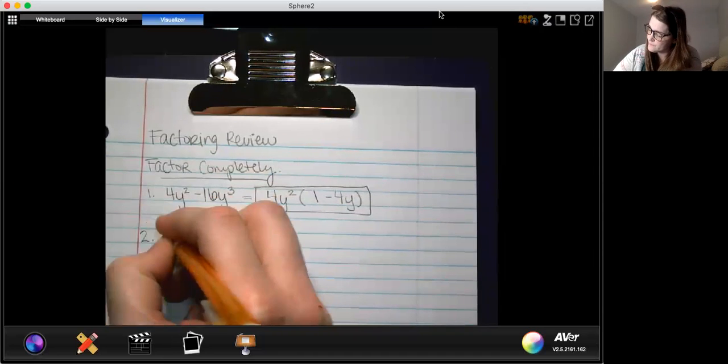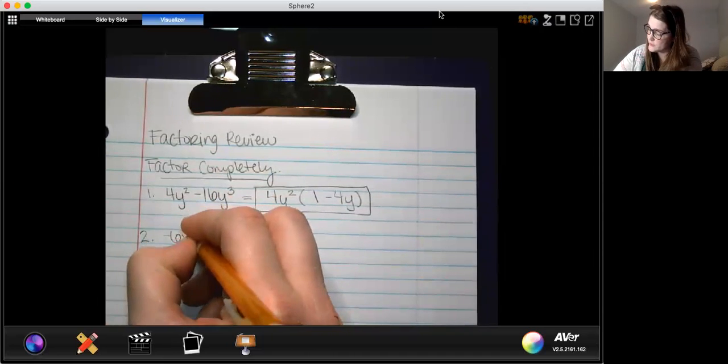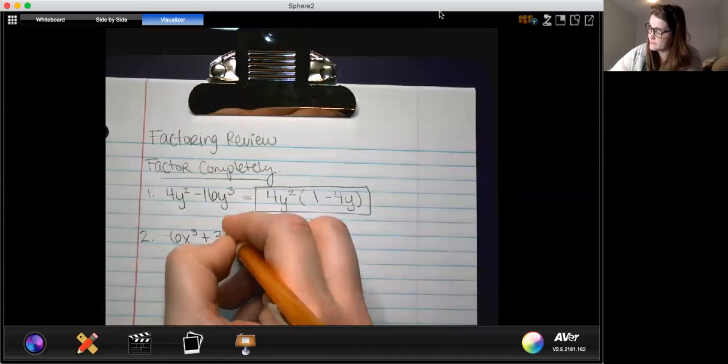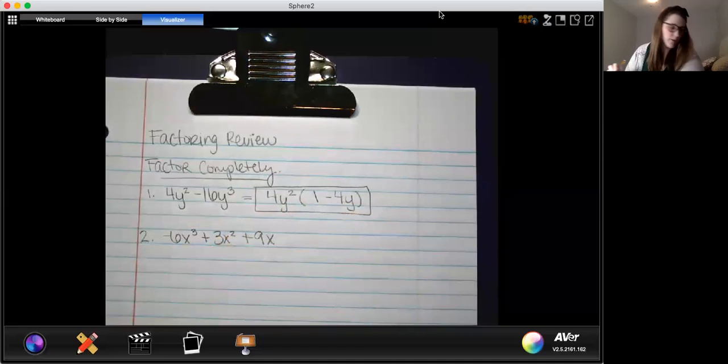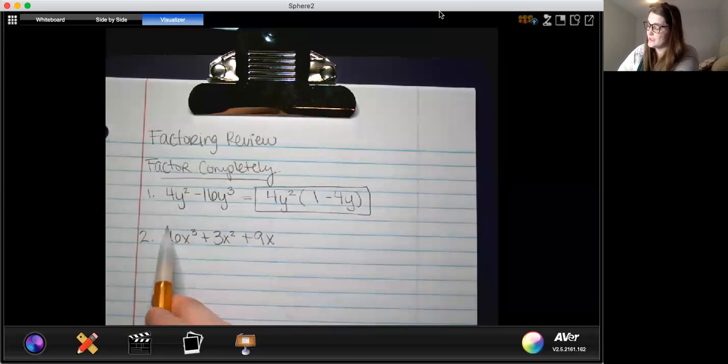Okay, number 2, negative 6x cubed plus 3x squared plus 9x. So again, the first thing you need to do is look for a GCF. Okay, so looking at our numbers, they are each a factor of 3. Looking at our variables, they each have a factor of x. Now, because our leading term is negative, we want to pull a negative number as well.